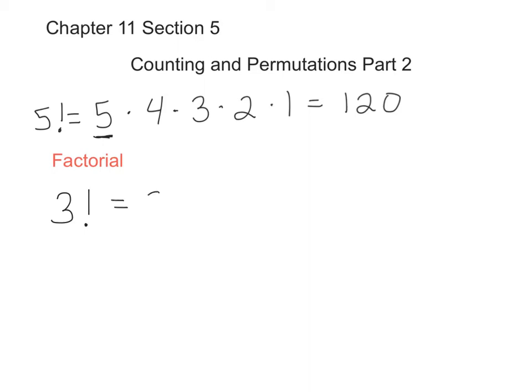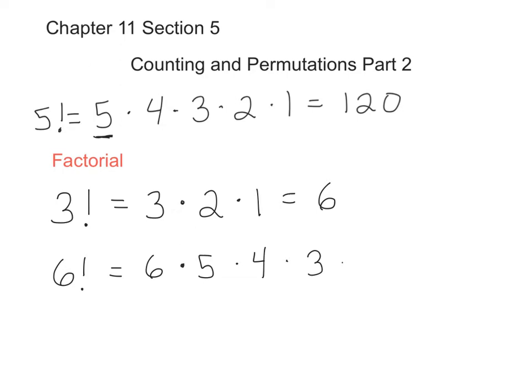Another example would be 3 factorial. Well, we'll take 3 and multiply it times every integer less than 3. So that's 3 times 2 times 1, which in this case is 6. 6 factorial would be 6 times 5 times 4 times 3 times 2 times 1, which is 720.